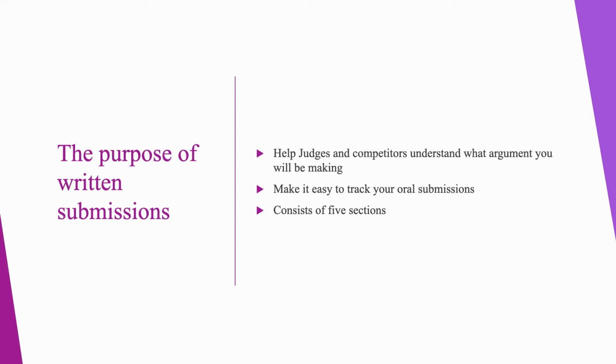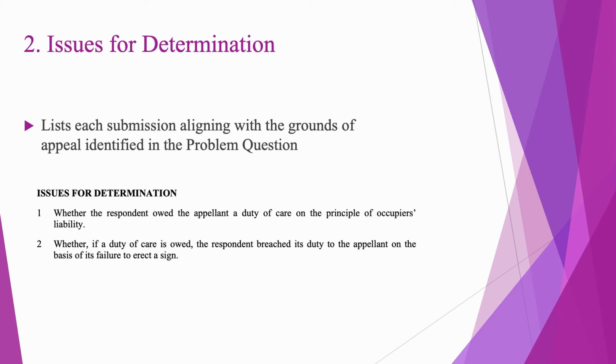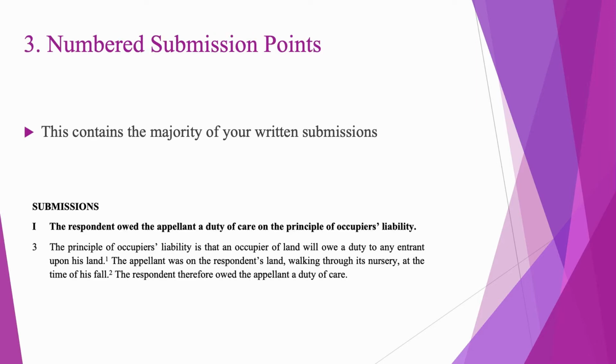Generally, written submissions will be divided into 5 main sections. First, the title page, which generally serves to identify the submissions. Use this page to outline the court the matter is being heard in, the case name and number, and whether you'll be appearing for the appellant or the respondent. A template will be provided for you. Second, issues for determination, which briefly lists each submission in line with the grounds of appeal identified in the problem question. Third, numbered submission points.